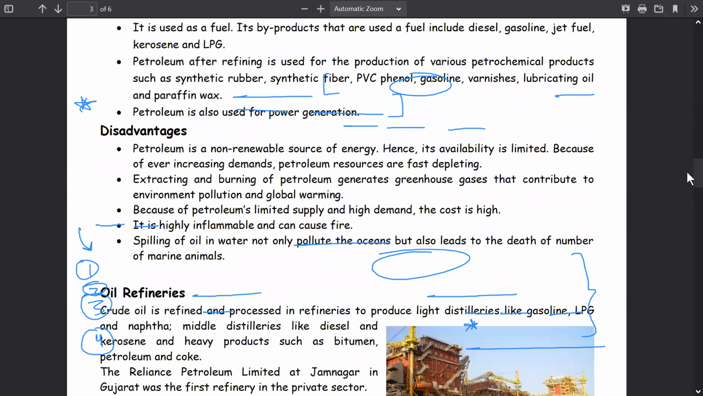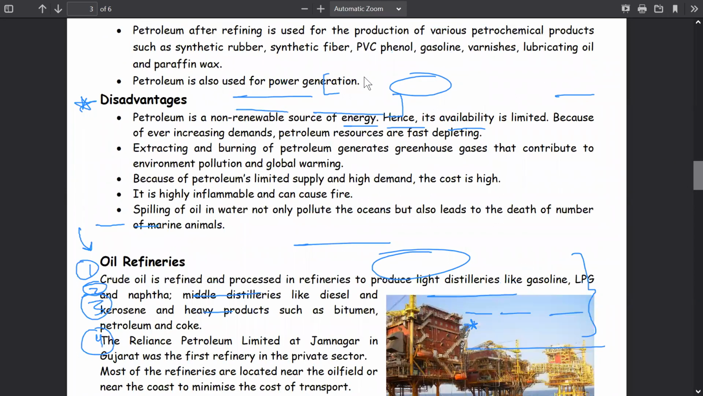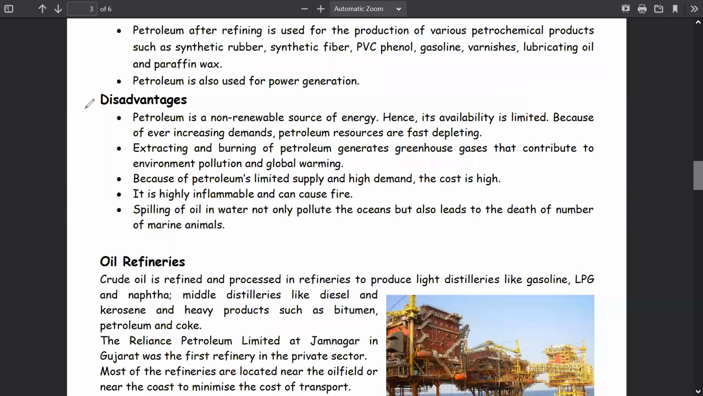Now the disadvantages of petroleum. The first point, petroleum is a non-renewable source of energy, hence its availability is limited. Because of ever increasing demand, petroleum resources are fast depleting. Extracting and burning of petroleum generates greenhouse gases that contribute to environment pollution and global warming. Similarly, we can observe the similar case in case of coal, usage of coal.